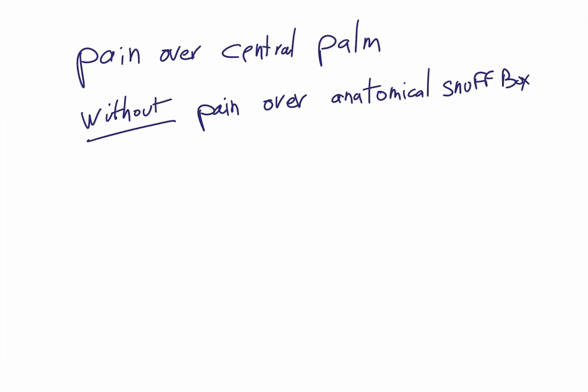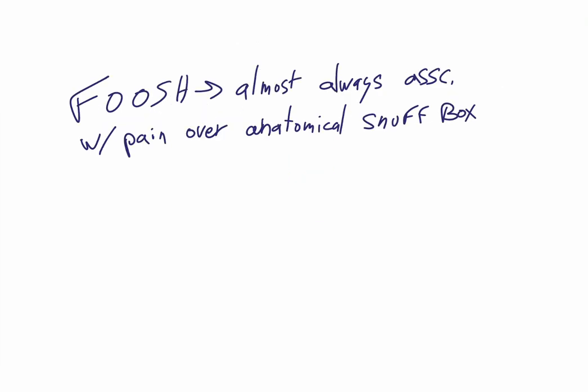So you need to know straight up that the pain over the central palm without pain over the anatomical snuffbox is consistent with a lunate fracture. So when we talk about FOOSH, being fall on an outstretched hand, it's almost always associated with pain over the anatomical snuffbox, which is located at the base of the thumb, the dorsal radial aspect. If there is pain in this area after a fall, it's a scaphoid fracture.